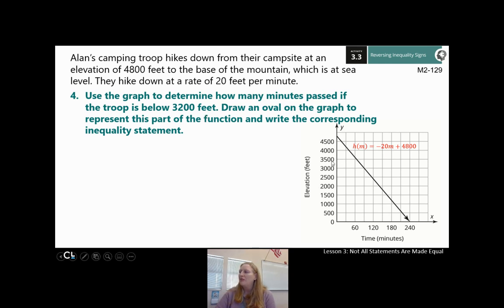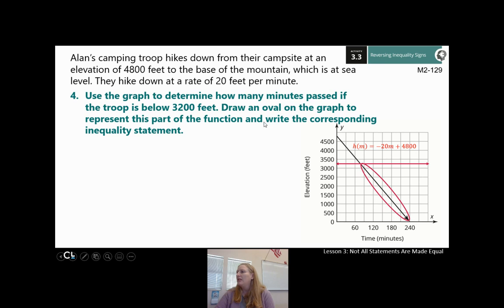So 3,200 feet, that's between 3,000 and 3,500, right? So I drew a horizontal line right there. And then I was like, oh, look, it hits right about there. Now, my graph is not perfect. It's not perfect. But this is where it happens.